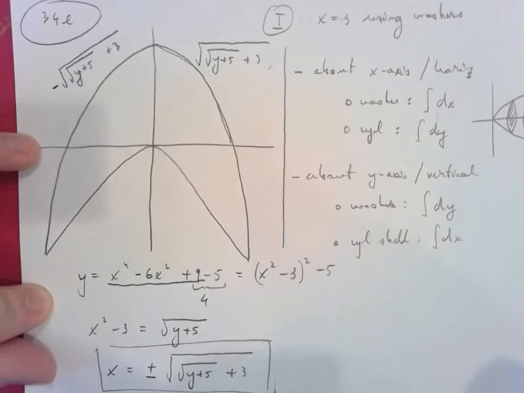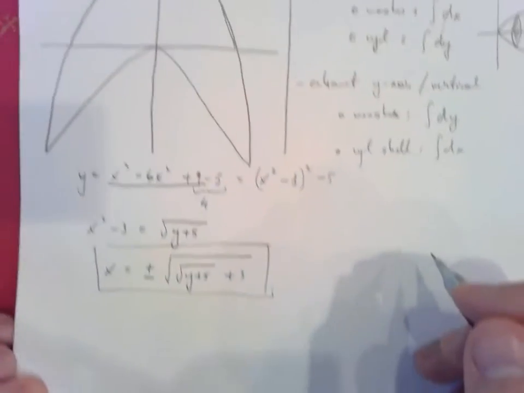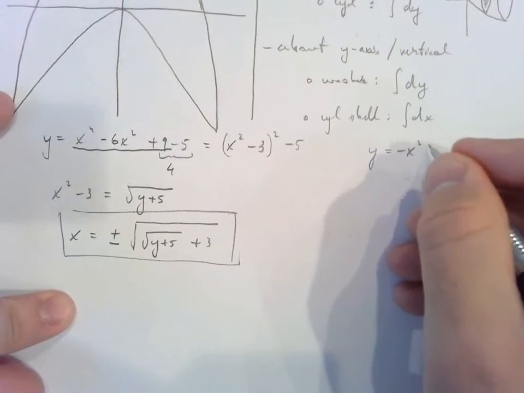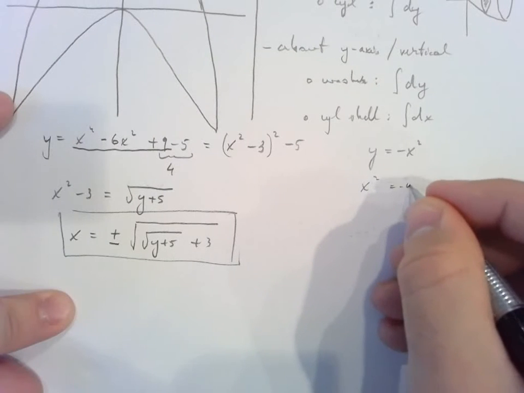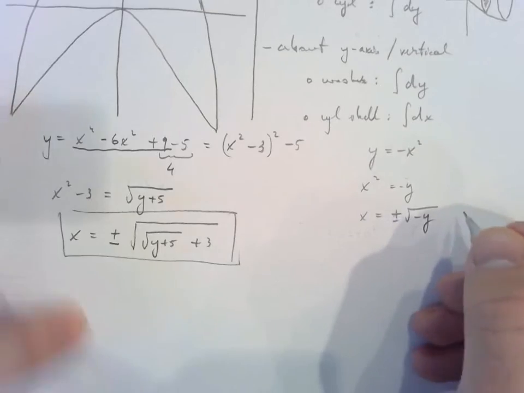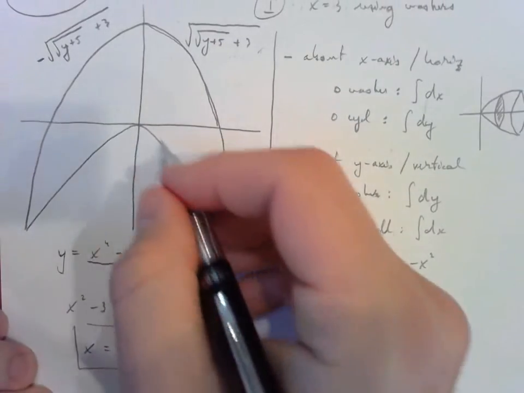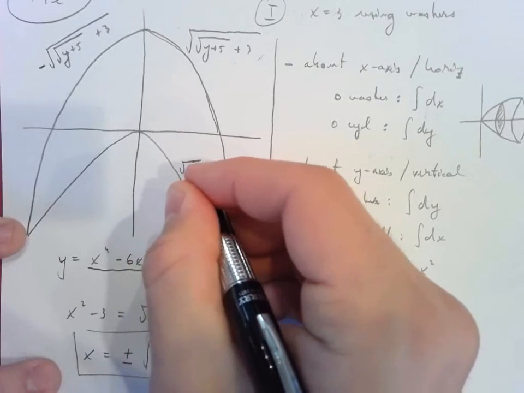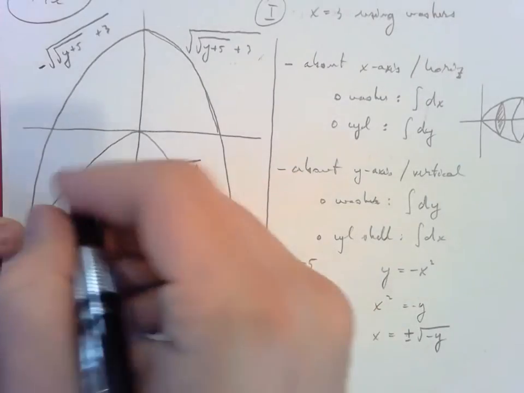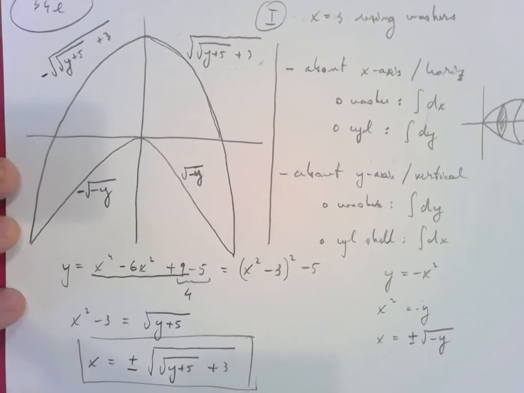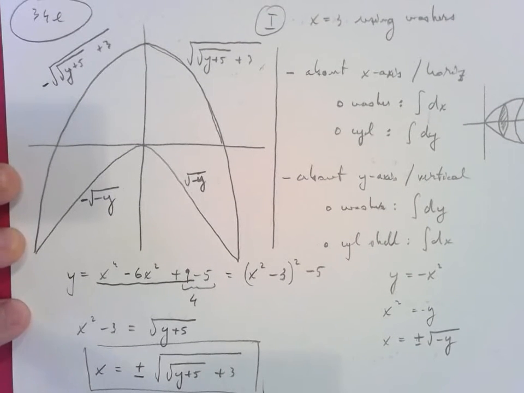And I have to do the same thing with the parabola, so I'll do it down here. We have y equals negative x squared, so x squared is minus y, and x is plus or minus the square root of negative y. So let's label that. The positive root is going to be this branch, and the negative root, so we have all of the curves as functions of y. I'm ready to use the washer method.